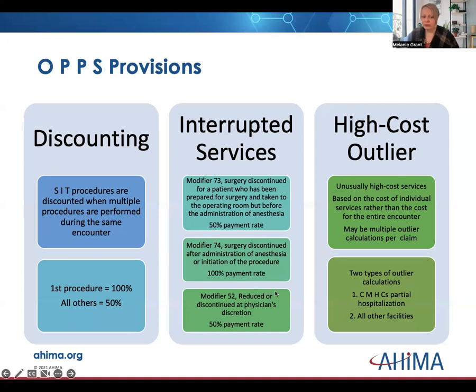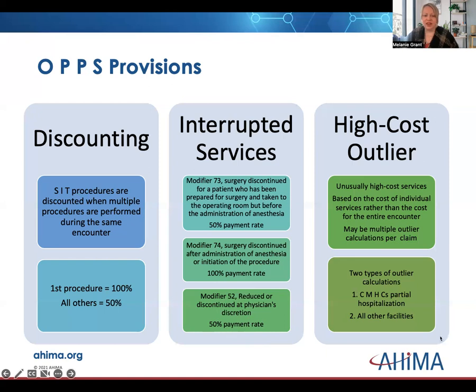Modifier 52 is when we've reduced or discontinued the procedure. So we haven't done the entire procedure as the CPT code would indicate. In this case, we get half the payment because we're indicating that half of the service that payment would usually be for was not done. So these fall under interrupted services, and these are considered payment modifiers. They should always be listed first when listing your CPT codes, unless an insurance company deems that it's necessary to list them in a different order.